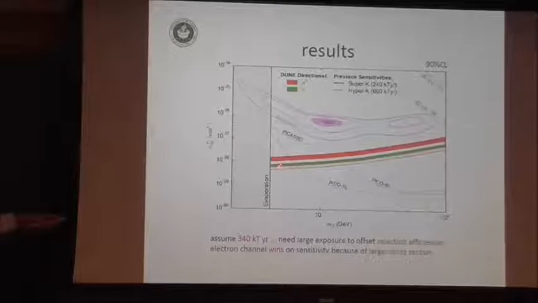And you see, again, the electron channel is going to win over the muon channel, basically because of the larger effective area, because your cross-sections are larger and you're not phase-space limited in your scattering cross-section. But again, you can see I still have the Super-K and Hyper-K lines here, and these are comparable, even for very reasonable exposures.